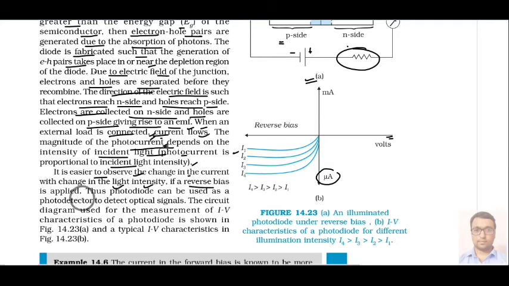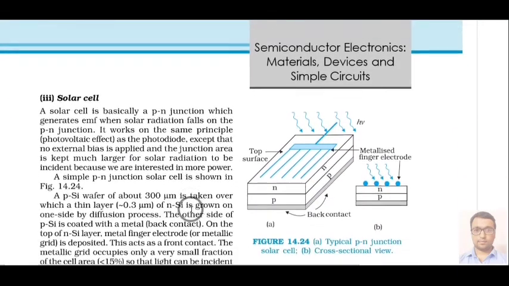If reverse bias is applied here, in that case this photodiode can be used as an optical signal detector. These are the characteristics of current versus photon. Here you can see that for a particular intensity, if the intensity is more, then the reverse saturation current is also more. The lesser the intensity, the fewer photons will fall on the plate, so the lesser will be the current.